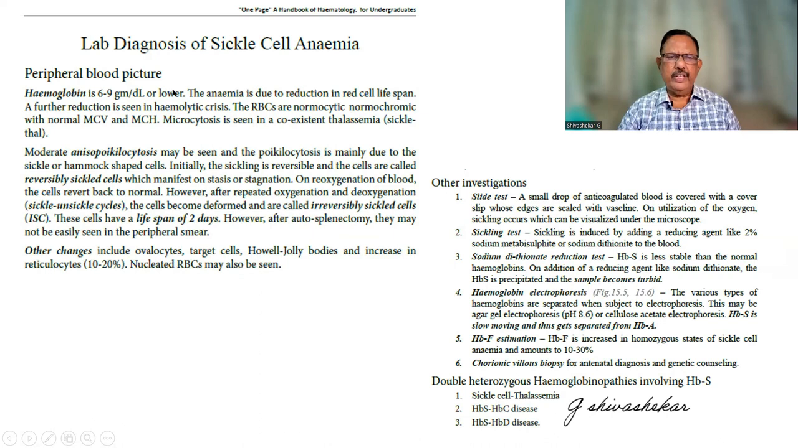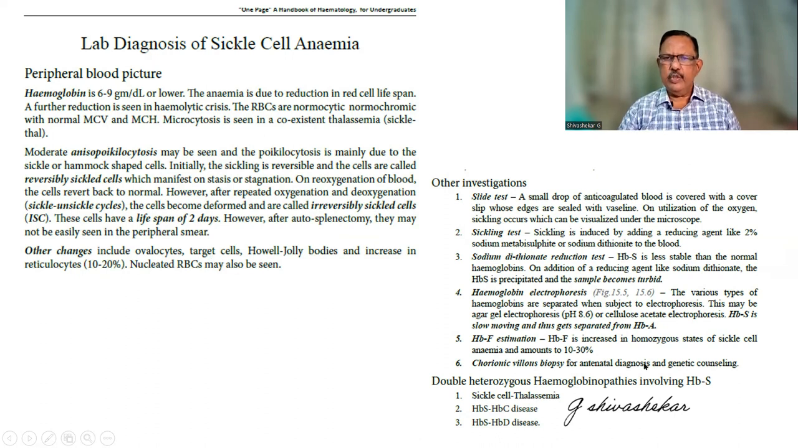The hemoglobin initially is mildly reduced, but later on it can be severe. The lifespan is reduced to 2 days in the irreversibly sickled cells, whereas normally it is about 120 days. Howell-Jolly bodies can be seen, target cells can be present, and nucleated RBCs are massively increased, 10 to 20%.